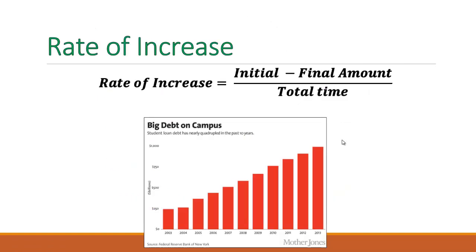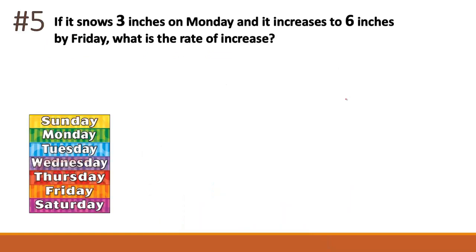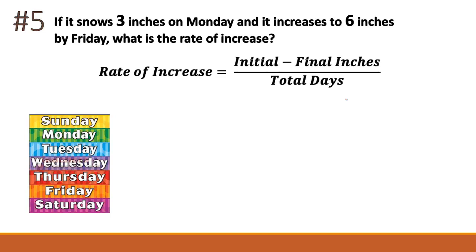All right, so now we're going to be talking about rate of increase, okay? And the formula for this is you take your initial amount minus your final amount divided by the total time. So for example, if it snows 3 inches on Monday and it increases to 6 inches by Friday, what is the rate of increase? So we take our initial amount, which was 3, minus our final inches, which is 6, over the total days.